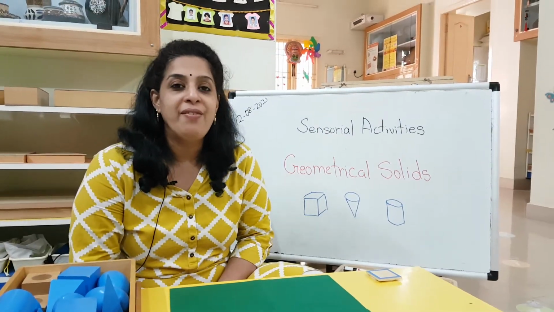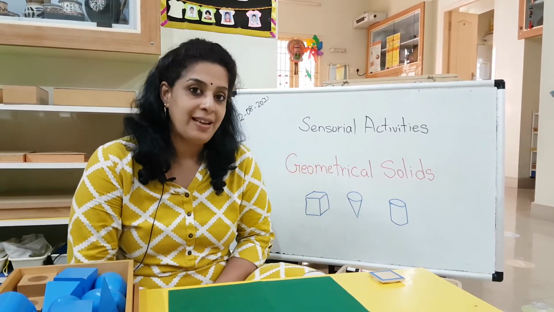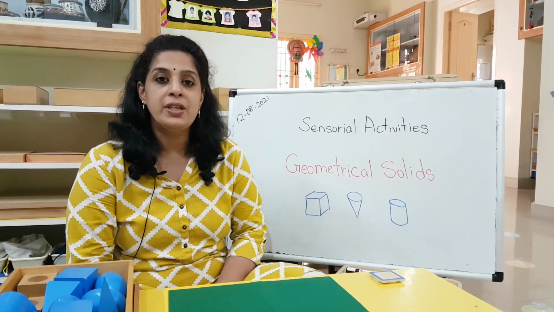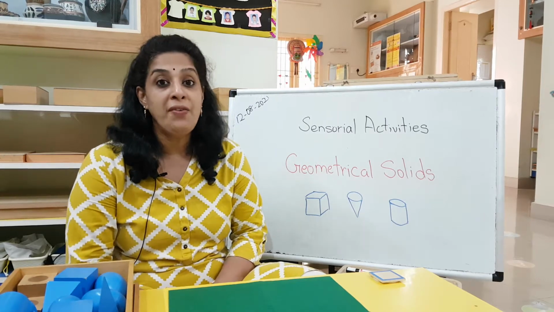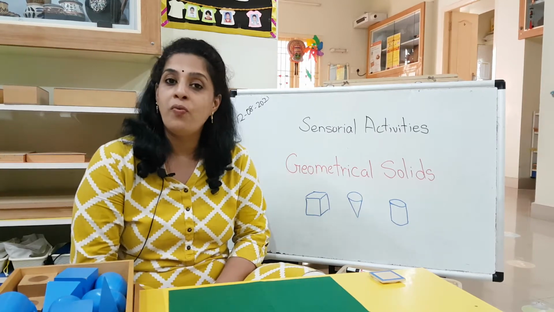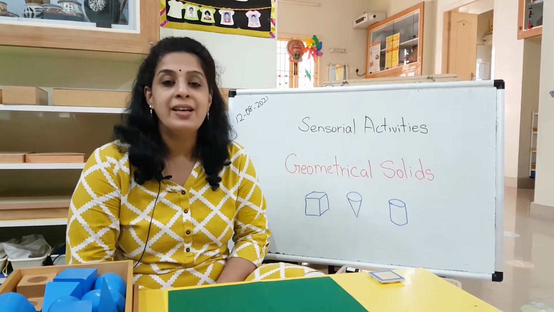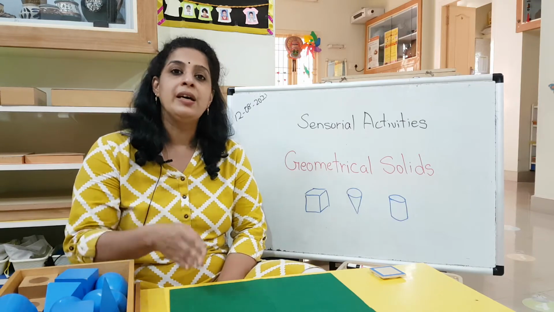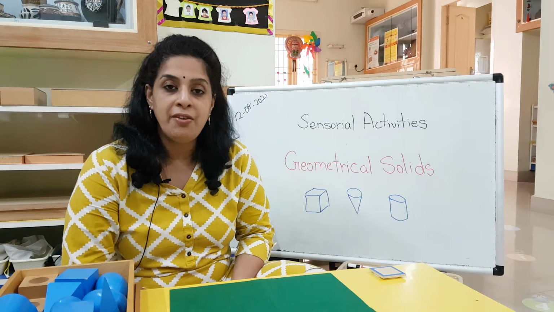Today we are going to have a sensorial activity class, and in the previous classes we have been seeing shapes from the geometry cabinet. What all did we see? We saw curvilinear figures, that is oval, ellipse, rosette and curvilinear triangle. These four were there in the drawer of curvilinear figures.